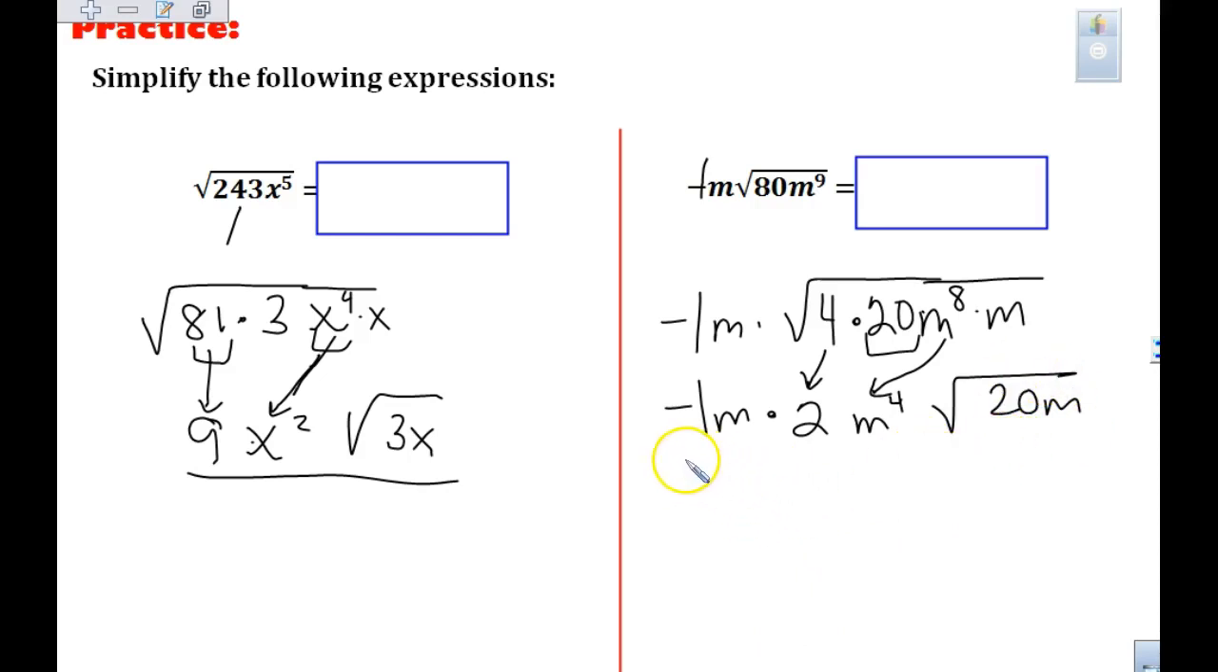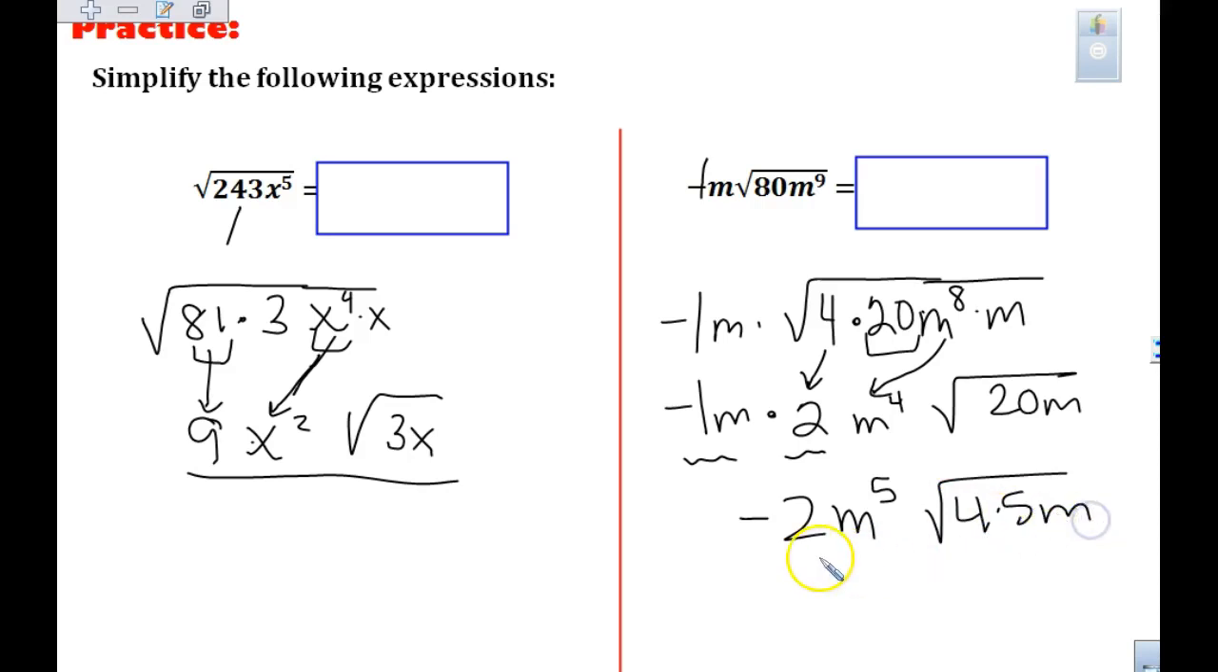Does one of our perfect squares divide into 20? Yes. So I'm going to multiply my coefficients together first. Negative 1 times 2 leaves me with a negative 2. M to the 1st and m to the 4th, using my exponent rules, is m to the 5th. Square root of 20. What perfect square am I looking at, Tristan? 4 times 5 and m. So I have negative 2 times, I might put my square root of 4, which is 2. I have m to the 5th, and I'm left with square root 5m.